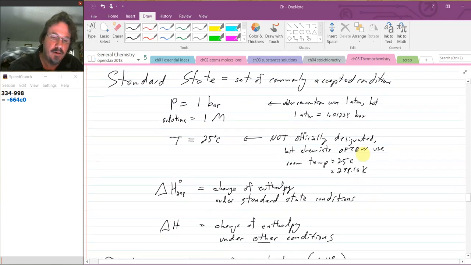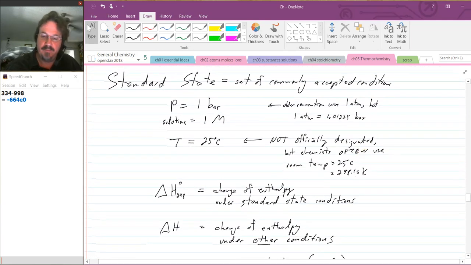All right. Standard state. The standard state of something is simply a set of commonly accepted conditions, those conditions being as simple as possible, essentially. Standard state, pressure-wise, is 1 bar. Now, it used to be 1 atmosphere. I think about 20 or 30 years ago they changed it. Some textbooks still say 1 atmosphere, so watch out for that. This textbook correctly says 1 bar. Standard state is 1 bar.